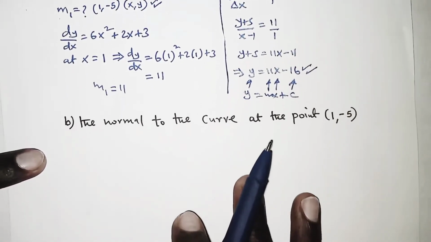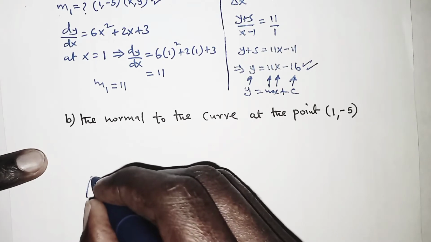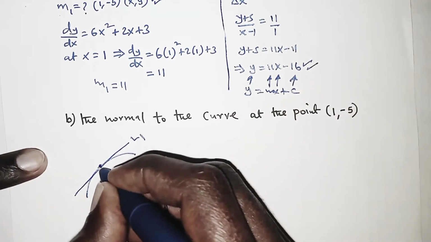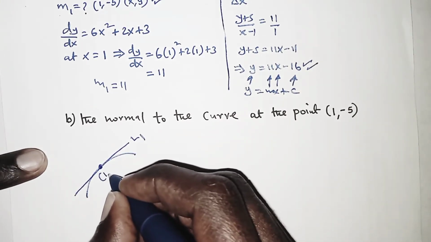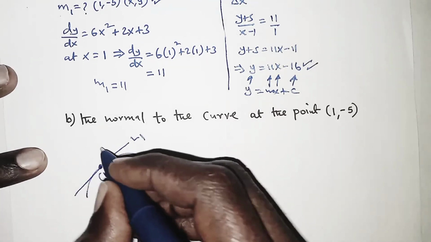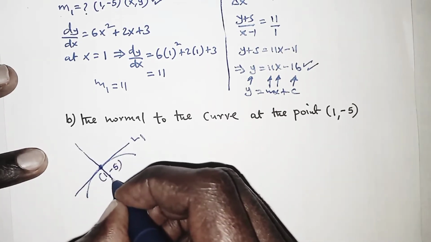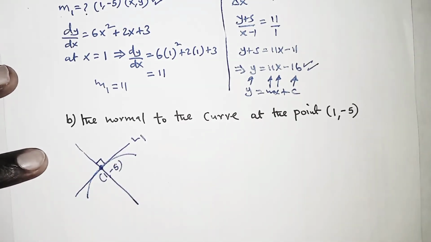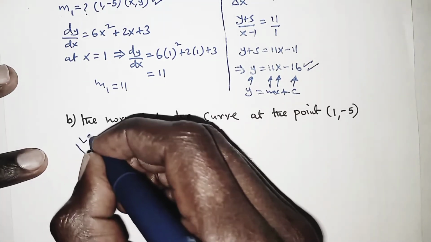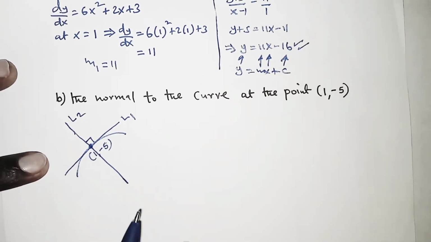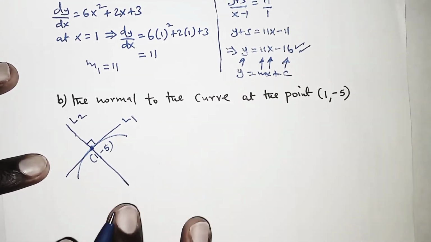When you talk about the equation of the normal, we'll draw this sketch once more. We already have line 1 right there, at the point (1, −5), tangent to the curve. And now we have a normal. Normal means perpendicular to. So we have a line normal to the curve, and that would mean it is perpendicular to the tangent at that point. Let's call it line 2. Line 2 and line 1 share the same point, (1, −5). What you don't know about line 2 is its gradient.